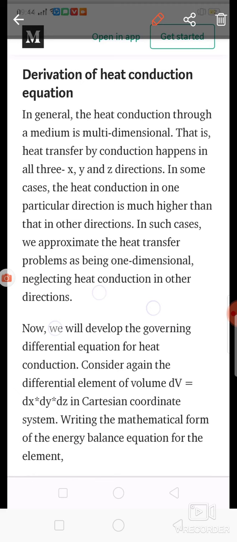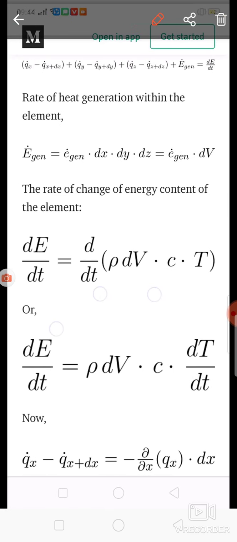Now we will develop the governing differential equation for heat conduction. Consider again the differential element of volume, dV is equal to dx into dy into dz in the Cartesian coordinate system. We write the mathematical form of the energy balance equation for that particular element.